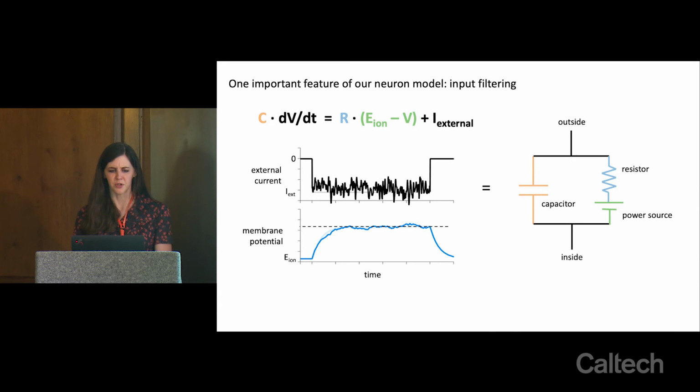The first and most important thing about neurons is that they always perform some sort of filtering on their inputs. Going back to our simple conductance-based model, we applied an external current to the neuron just as a step. We inject some current, we leave it on for a second, and then we turn it off. And we saw that the membrane potential didn't instantly jump to a new steady state value, but it took some time getting there.